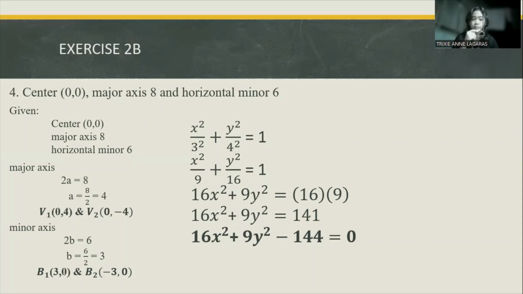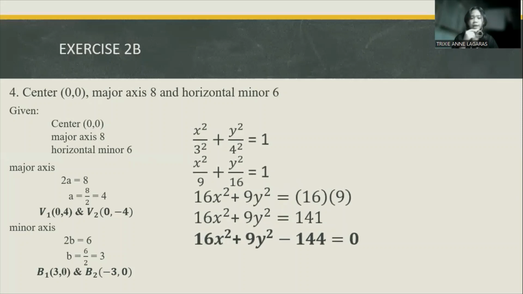So, cross multiply lang natin siya. So, 16x squared plus 9y squared equals 16 multiplied by 9. So, 16x squared plus 9y squared equals 144. So, ililipat lang natin siya sa kabila. So, ang magiging equation ay 16x squared plus 9y squared minus 144 equals 0.